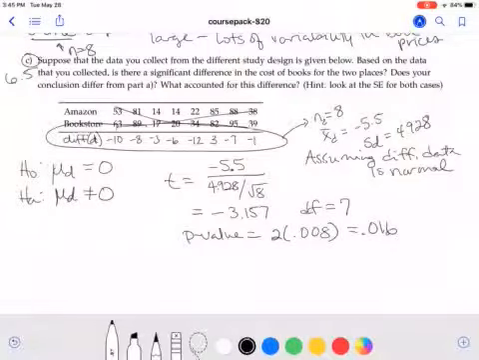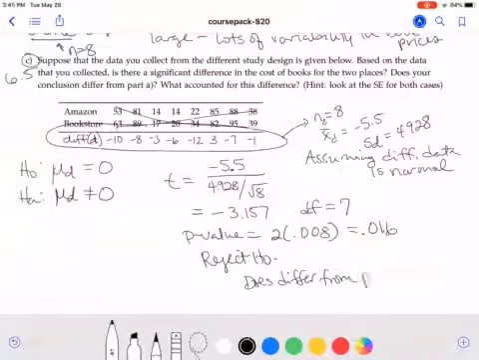This time, this is a small p-value. So in this case, we would reject the null and find that we do have evidence of a difference in the population mean book prices for the two locations. Does this conclusion differ? So this does differ from part A. And the question is why?